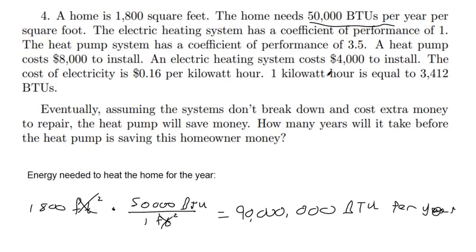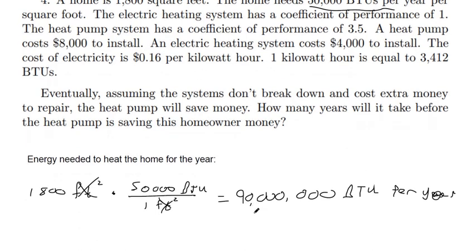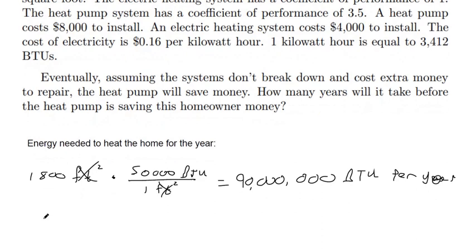Now later on, we're going to have to deal with costs from the electric company, and the electric company has things in terms of kilowatt hours. So that's a different way of measuring energy. It would be helpful to start converting BTUs to kilowatt hours, and we can use this conversion factor. They tell us 1 kilowatt hour is equal to 3,412 BTUs.